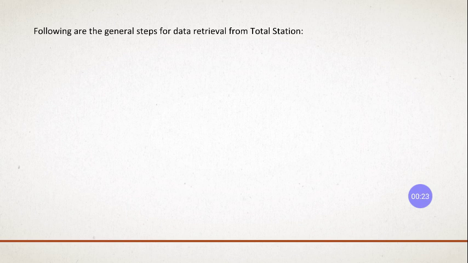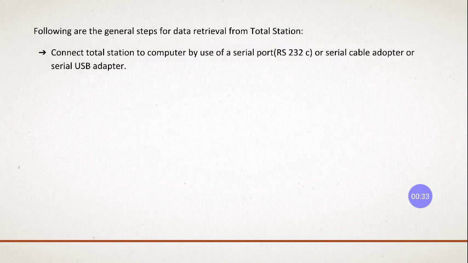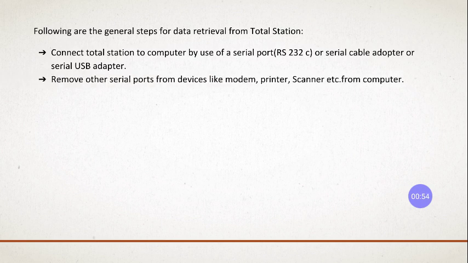Following are the general steps for data retrieval from the total station. If the data is there in the total station, how are you going to take it from the total station into your system? Connect the total station to the computer by using the serial port RS232, serial cable adapter, or serial USB adapter, whichever is there. If there is a USB adapter, connect it with the USB adapter. If there is a serial cable adapter, connect it with that. So, depending upon the type of theodolite model or company, the connector varies.